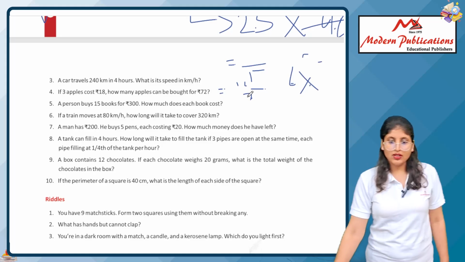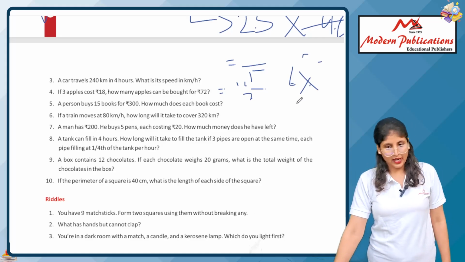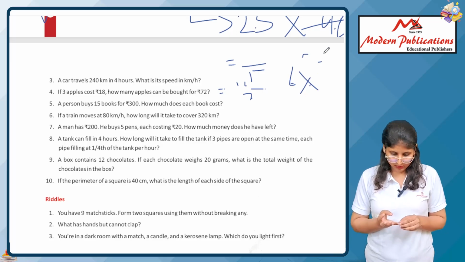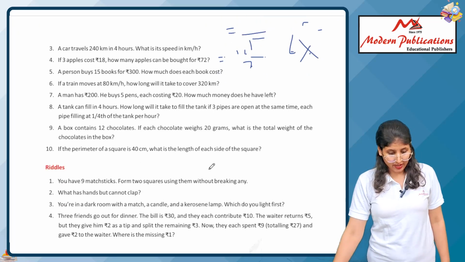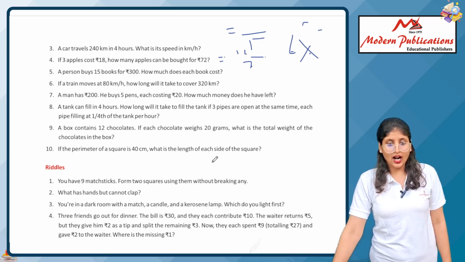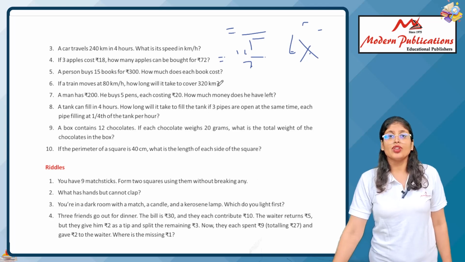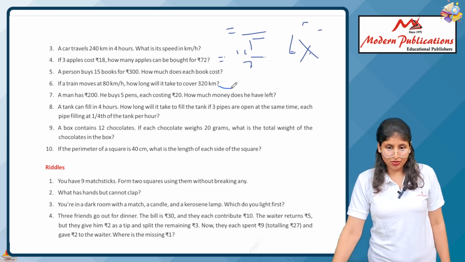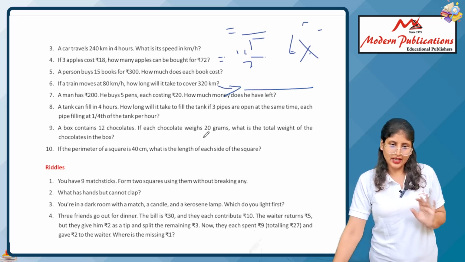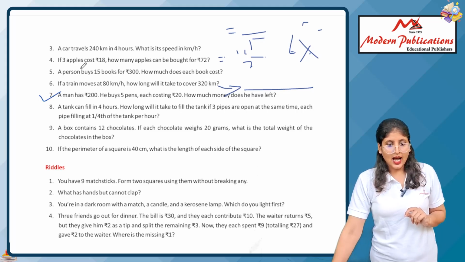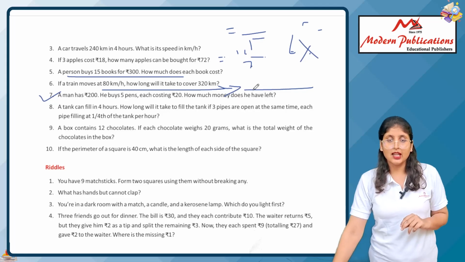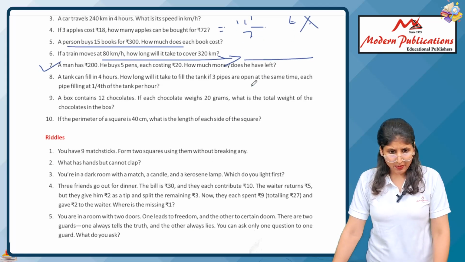So here we will solve it like that. Next is, if a train moves 80 kilometers per hour, how long does it take to cover 320 kilometers? If they want to travel 320 kilometers, speed is equal to distance upon time. We are able to get the answer. Next is Aman, here also we can do these things. I will explain it. You can also try it by yourself.